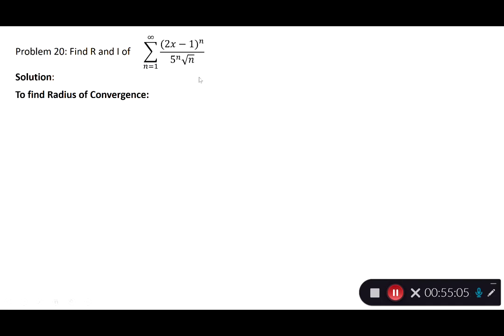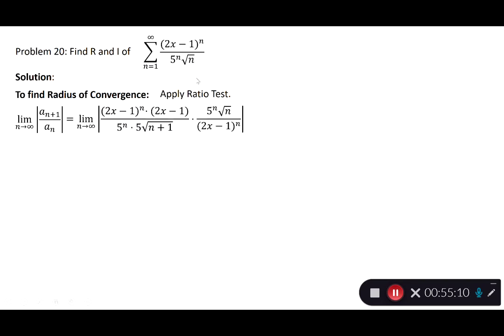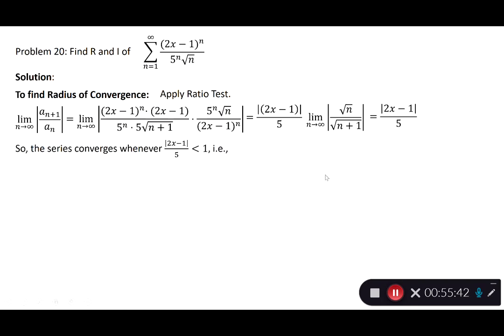Okay, cool. Again, let's apply the ratio test, limit, and can I ask you to trust me on this one? And we end up with this. And the limit of square root of n over square root of n plus 1 is just 1. So this reduces to absolute value of 2x minus 1 over 5. So, according to the ratio test, the series converges whenever this quantity, the limit that we got, is less than 1. Right?